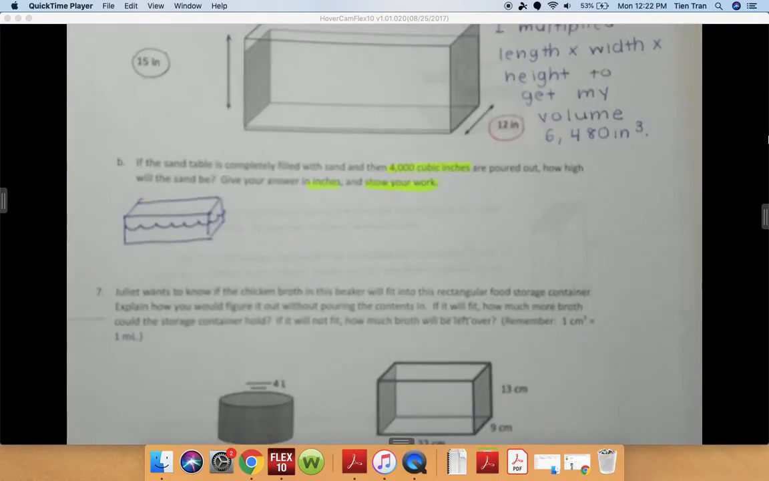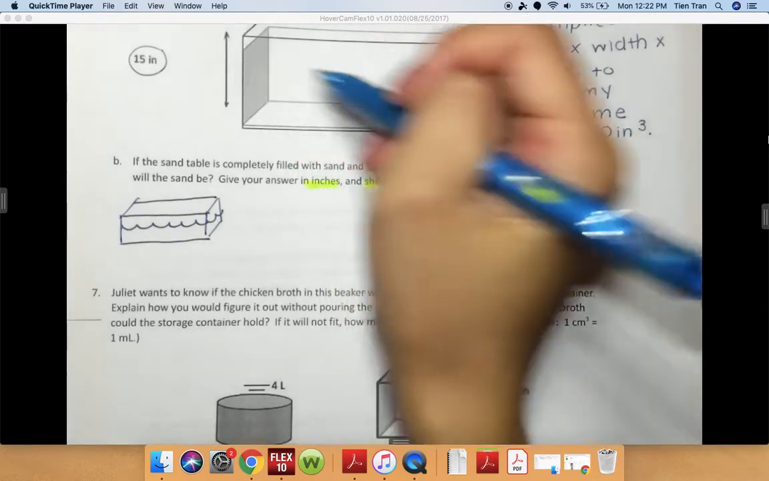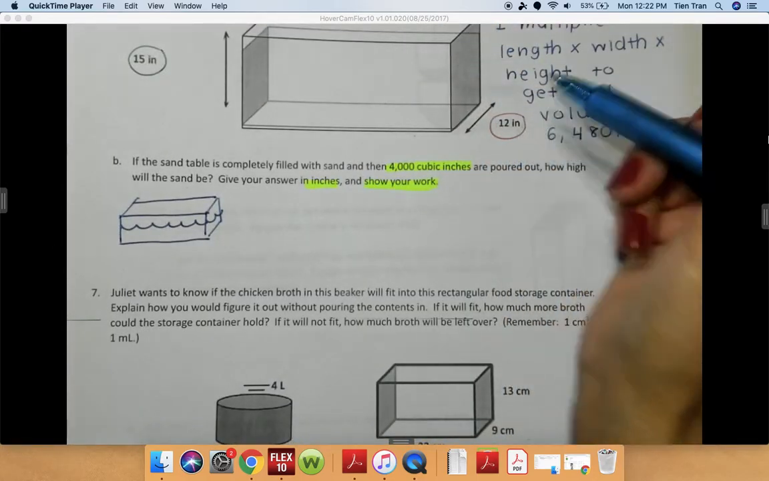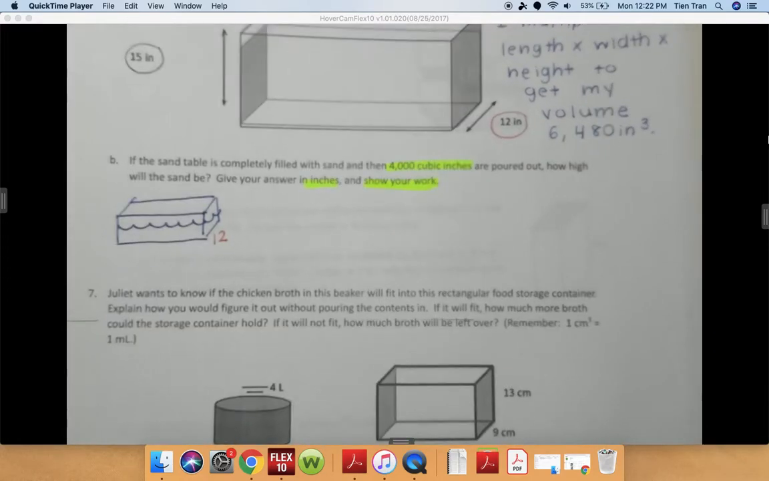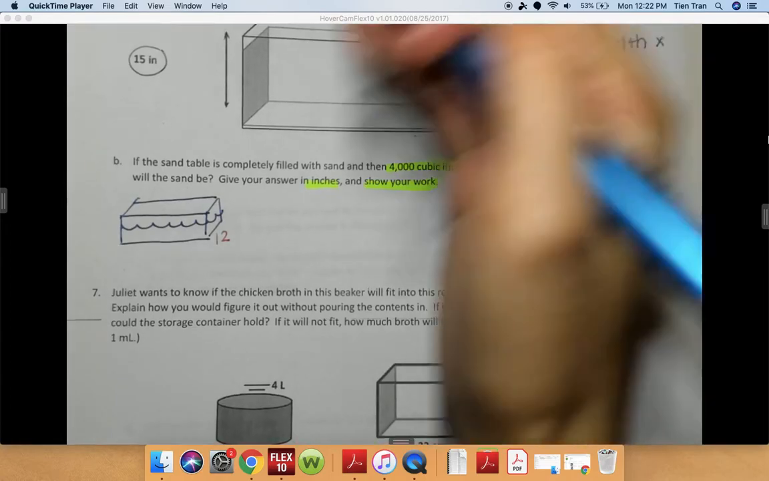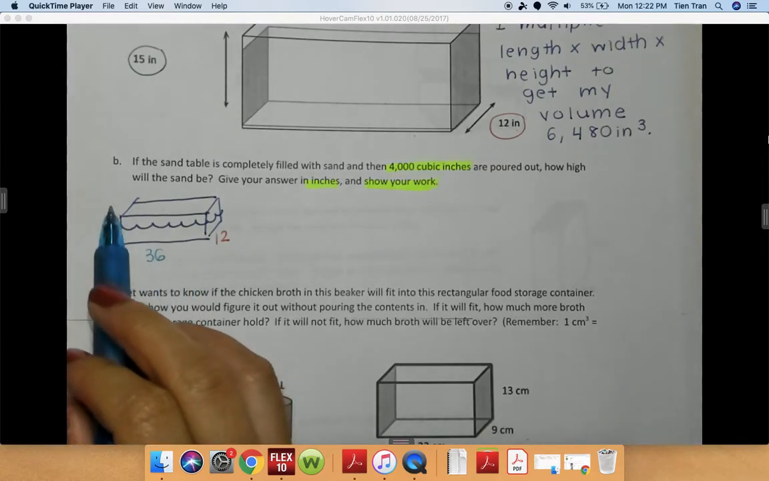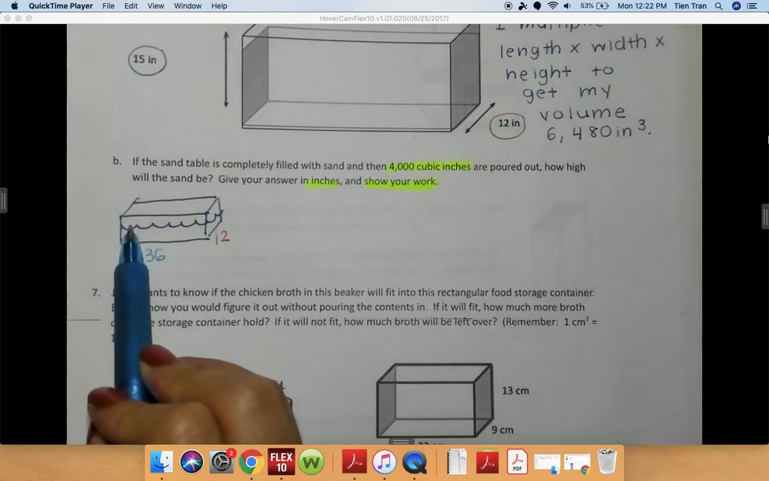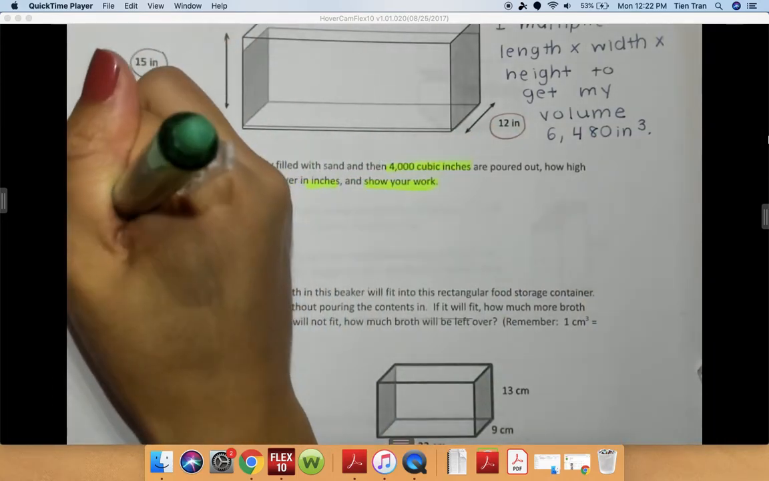Okay, and I know that my measurements are the same measurements as this one up here. So I have my 12 as my width, right? And I have my 36 inches as my length right here. But the height changes because now there's water in it. So it changes. I need to figure out what is my height.